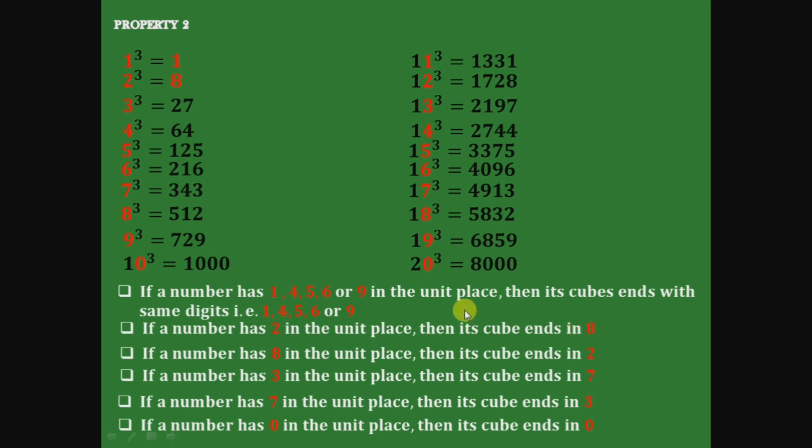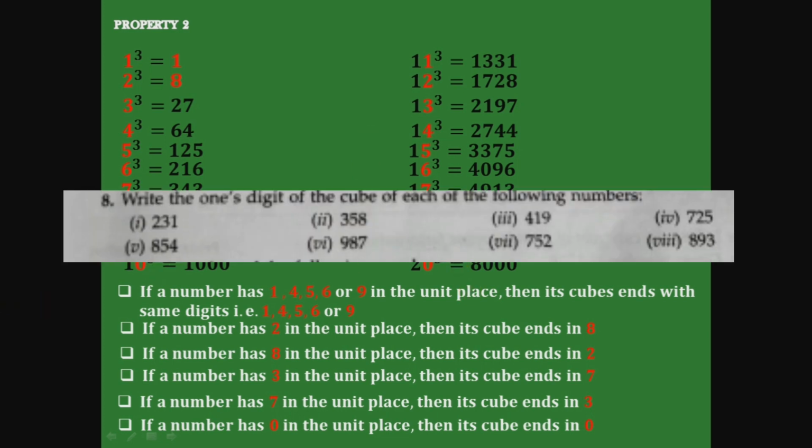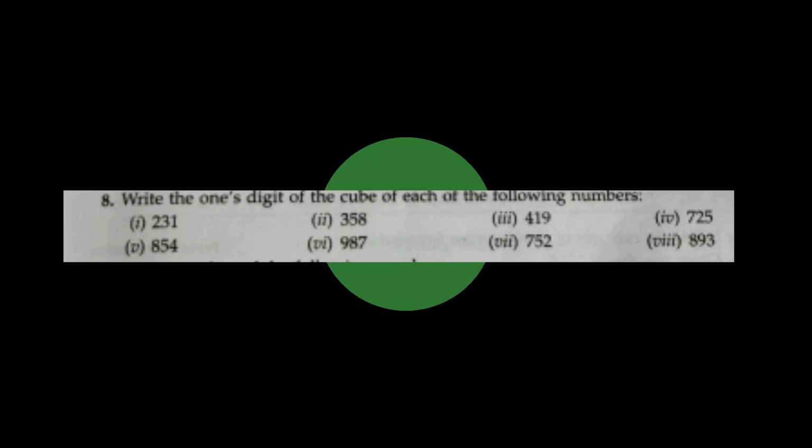Now the question is this. From this property you will get one question. Look at the question down there. You need to do that question. It is a whole question on the basis of this property 2.